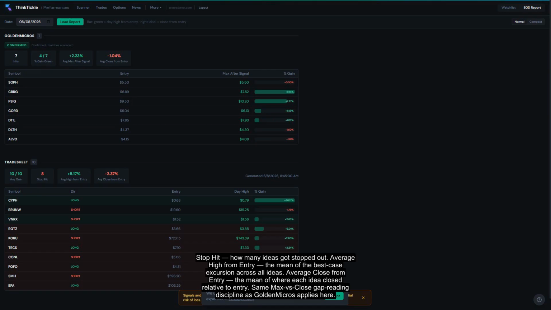Stop hit, how many ideas got stopped out. Average high from entry, the mean of the best case excursion across all ideas. Average close from entry, the mean of where each idea closed relative to entry. Same max versus closed gap reading discipline as GoldenMicros applies here.